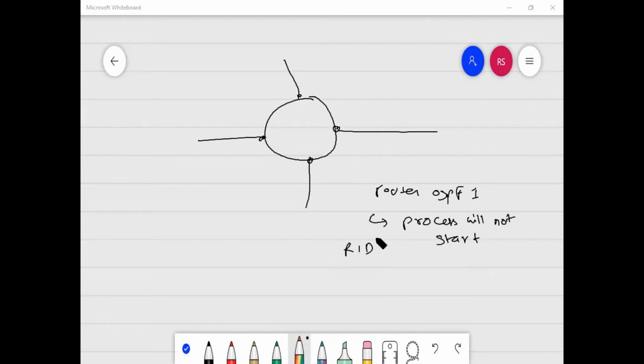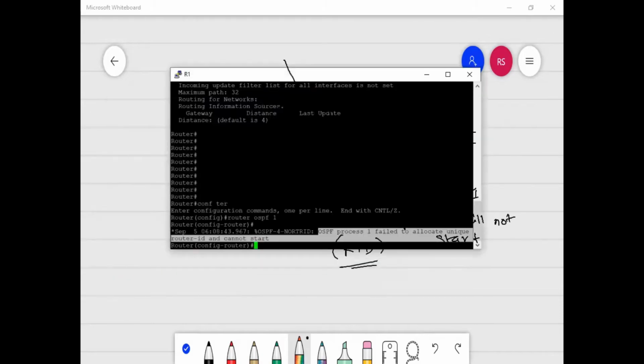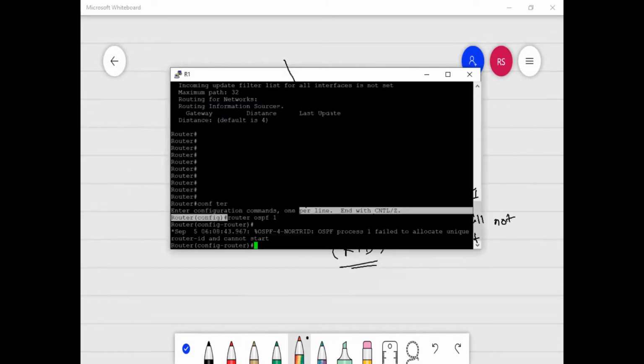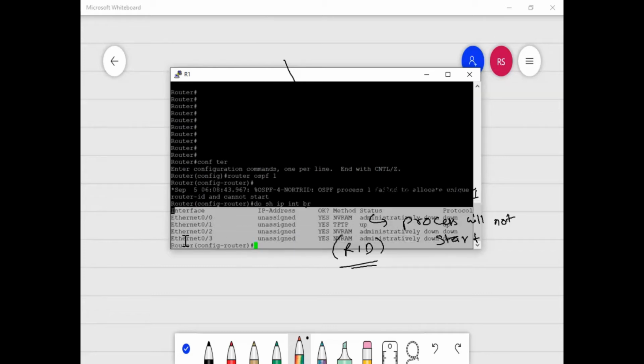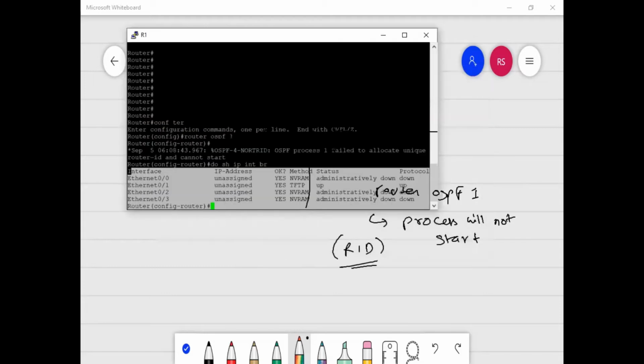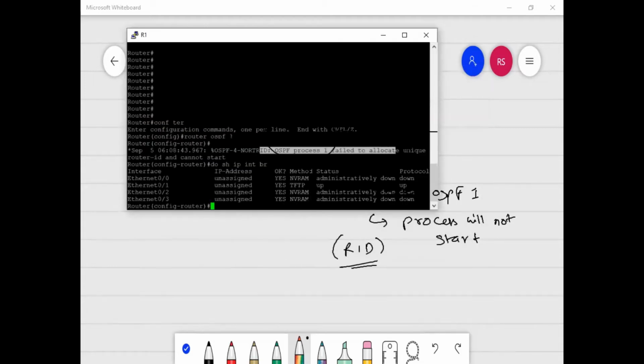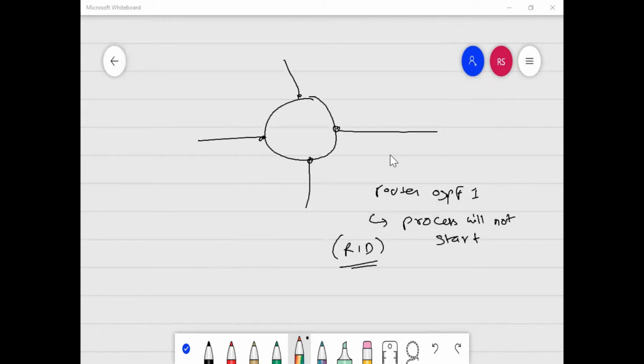As the router is not able to find any RID. And the same thing I explained with our example where I configured router OSPF 1. On this device, if I show you show IP interface brief, this device does not have any IP address. And that is the reason it is not able to start the OSPF process: it fails to allocate a unique router ID and cannot start the process. So that is the thing we check first.